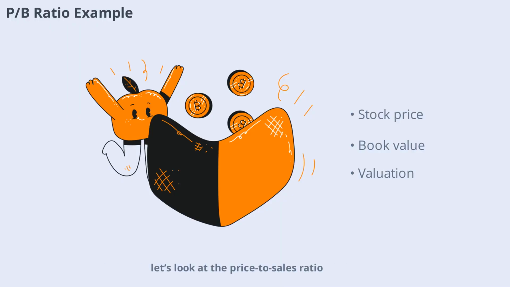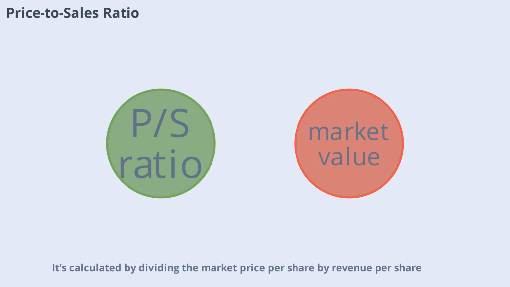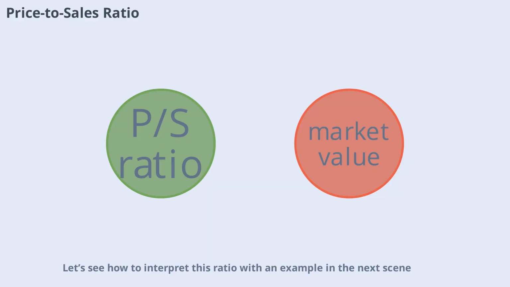Next, let's look at the price-to-sales ratio. Price-to-sales, or PS ratio, compares a company's stock price to its revenue per share. It's calculated by dividing the market price per share by revenue per share. A low PS ratio can indicate undervaluation, while a high PS might signal high growth expectations. Let's see how to interpret this ratio with an example in the next scene.